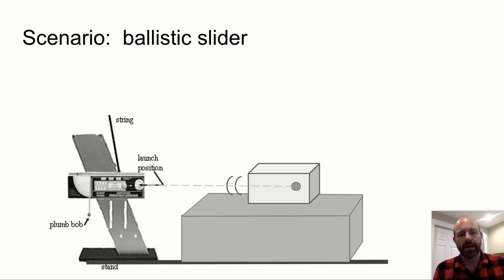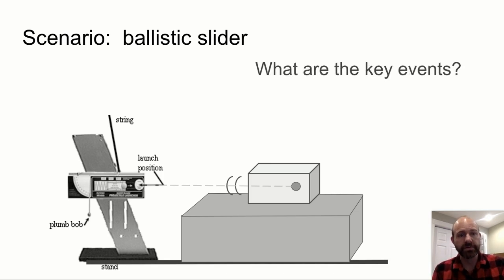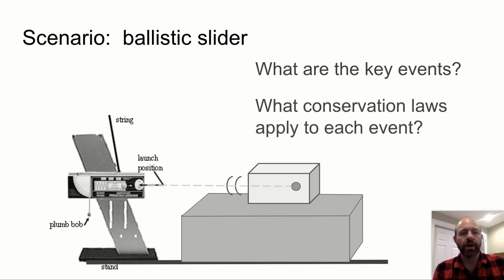So if you were to take an object, a block, and fire a projectile into it, you could look at how the object moves after the collision and work backwards to talk about what happened with the launcher itself. So what are the key events here? And what conservation laws apply to each event is really how we want to consider these things.